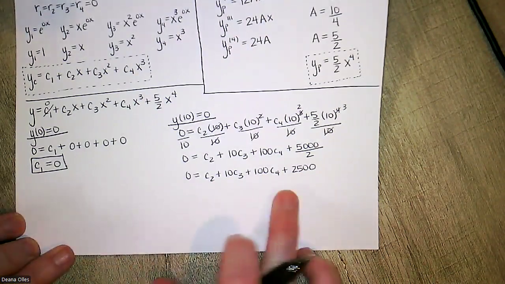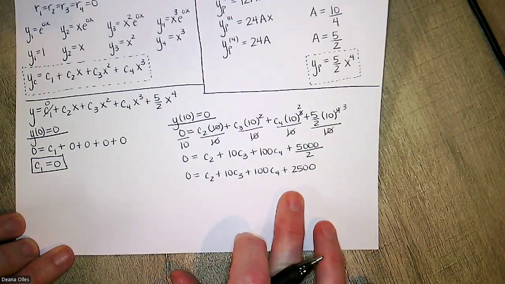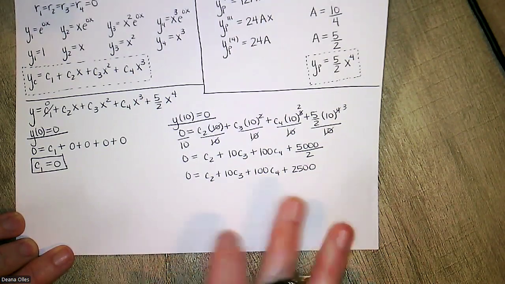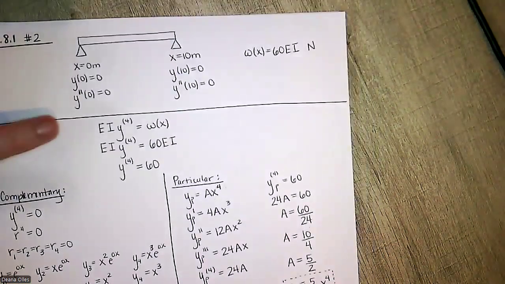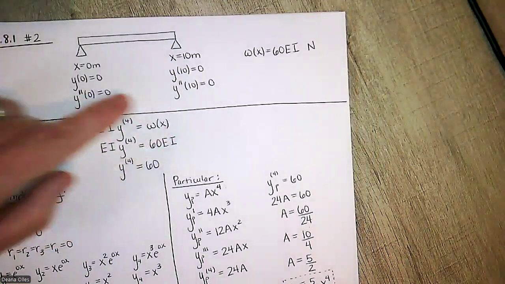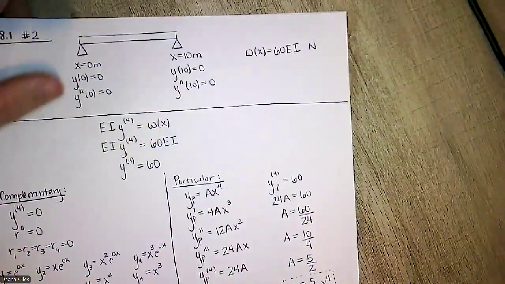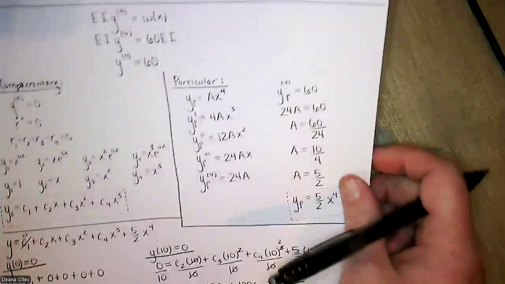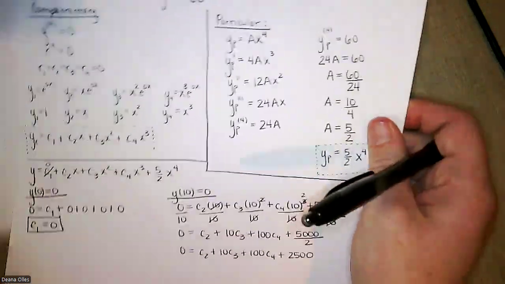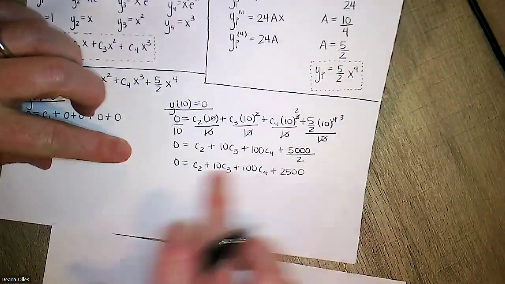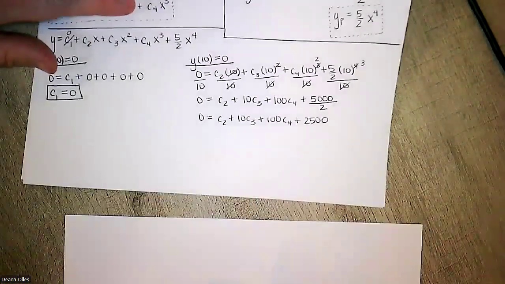So I still have 3 unknowns, okay? But that's okay, because I still have 2 other conditions that I need to use. But in order to use these 2 conditions, I need to take the second derivative. So I'm actually going to grab another piece of paper because I need to take a second derivative here. I want to make sure I have enough space to work here as well, okay?